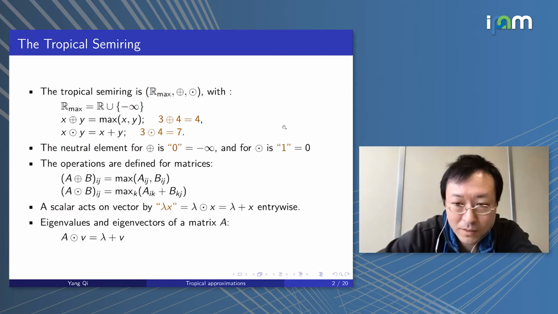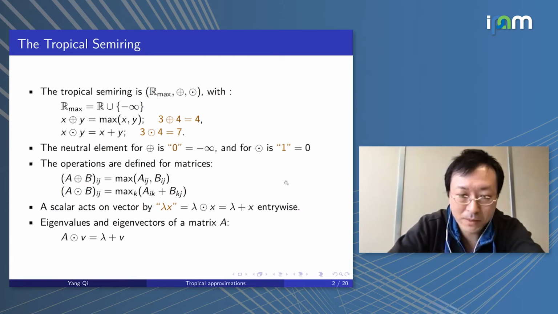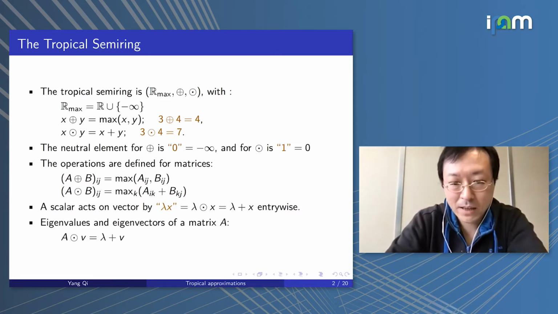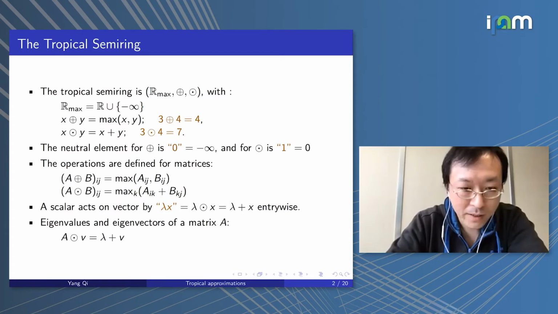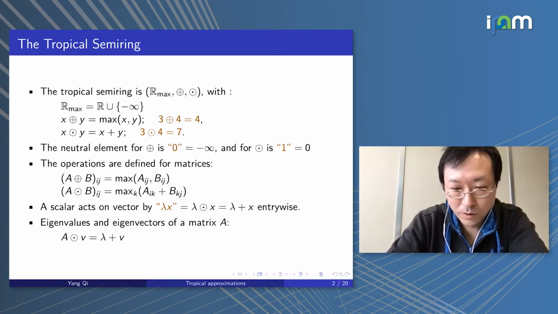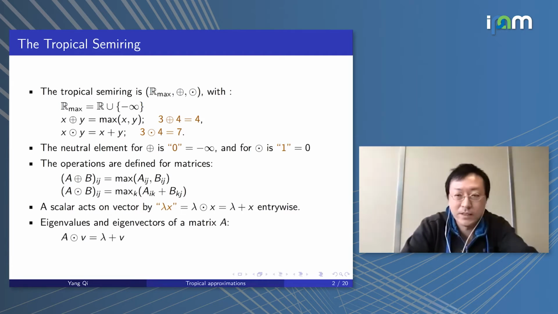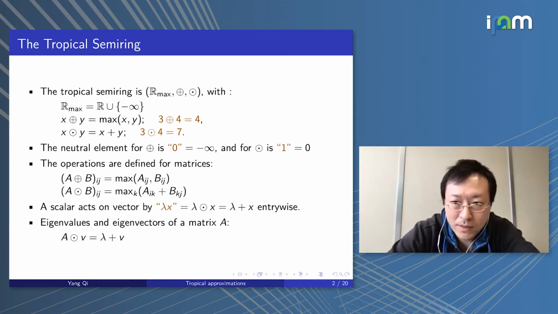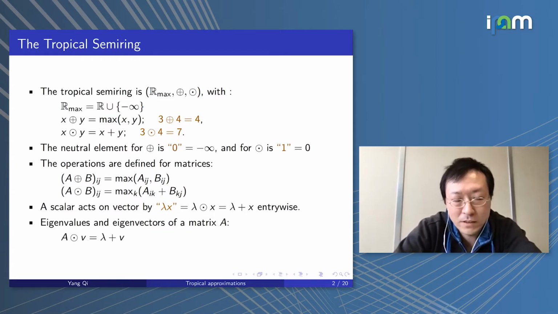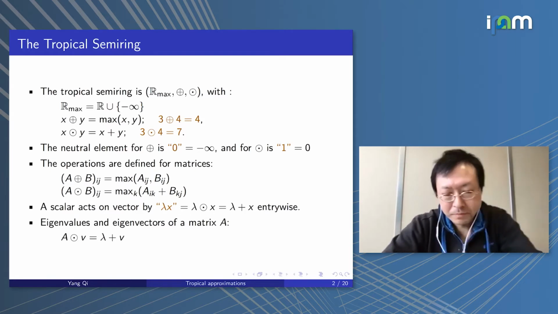Then after these definitions, we can speak about eigenvalues and eigenvectors of a tropical matrix A. They are just solutions of A times V equals lambda plus V. Similarly, we can define eigenvalues of tropical tensors, and also singular vector tuples of tropical tensors.